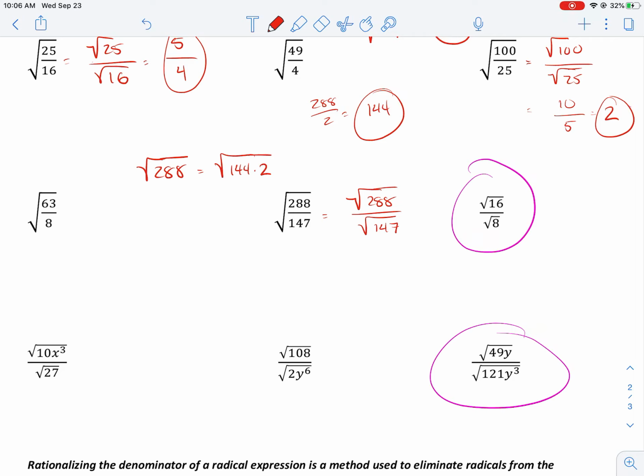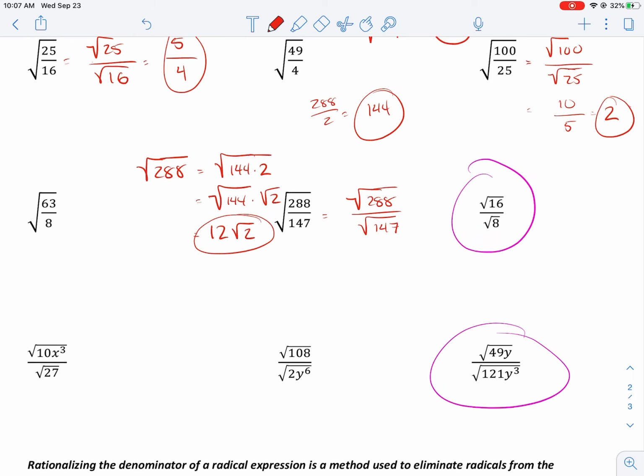All right, so 288 is just equal to 144 times 2. And then I separate that out. So the square root of 144 times the square root of 2. Square root of 144 is 12. And so our top numerator is that right there.